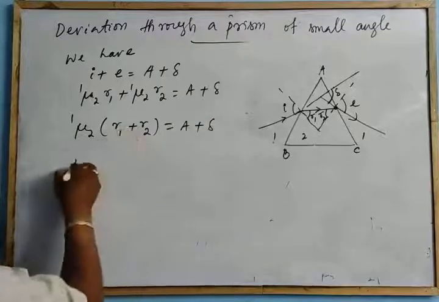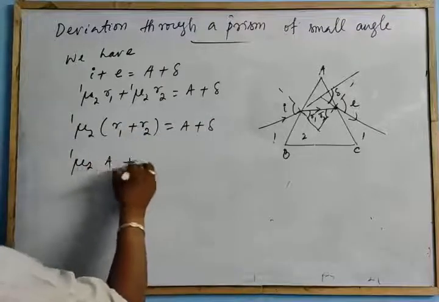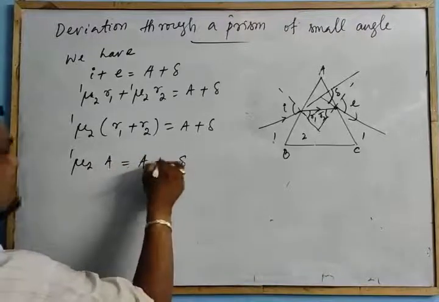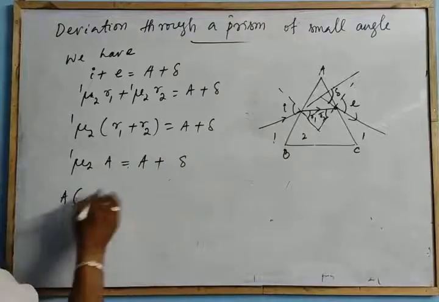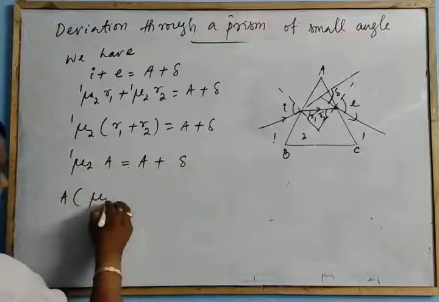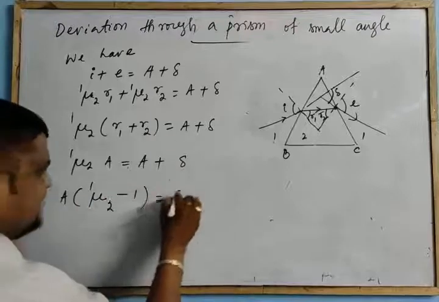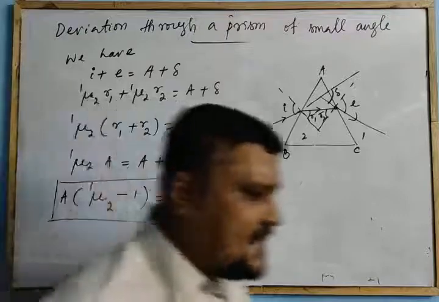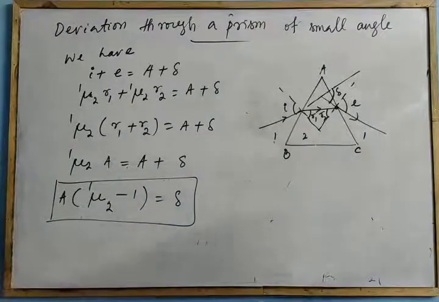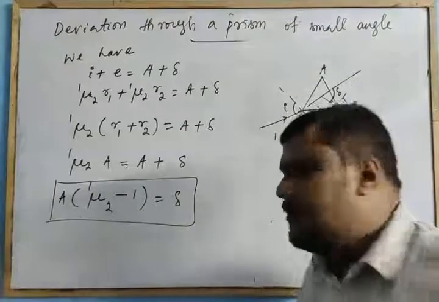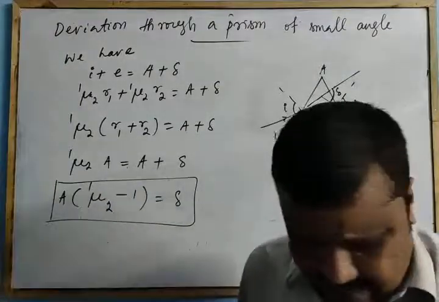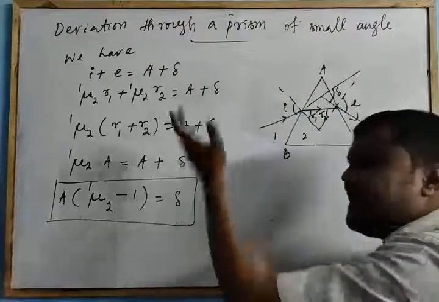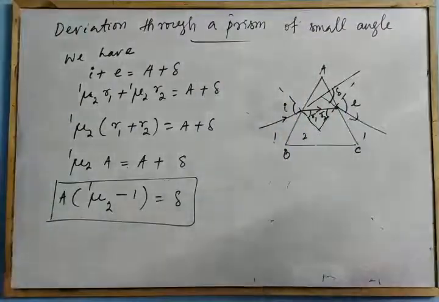What is this R1 plus R2 for a prism? Angle of prism A, so this is equal to A plus delta. Or you could take A common this side: A times mu21 minus 1 is equal to delta. This is the relation, where mu21 is the refractive index of the material of the prism. So it does not depend on angle of incidence. It only depends on angle of prism and refractive index. So you can say for a small angle prism or a thin prism, the angle of deviation is a constant. Okay.